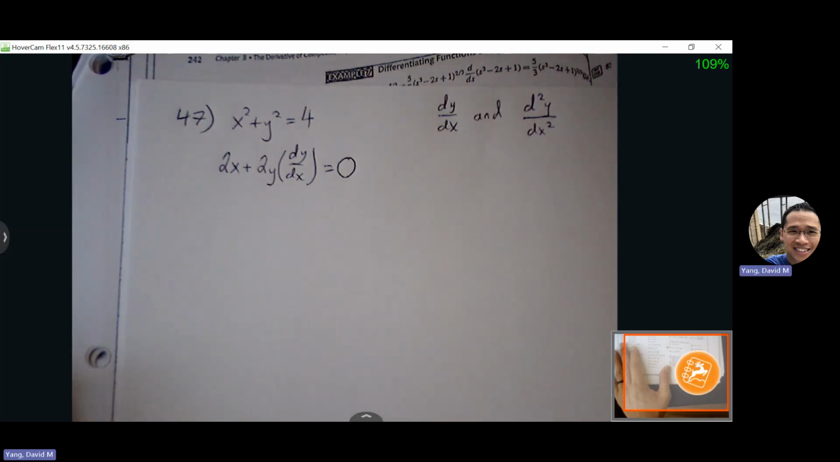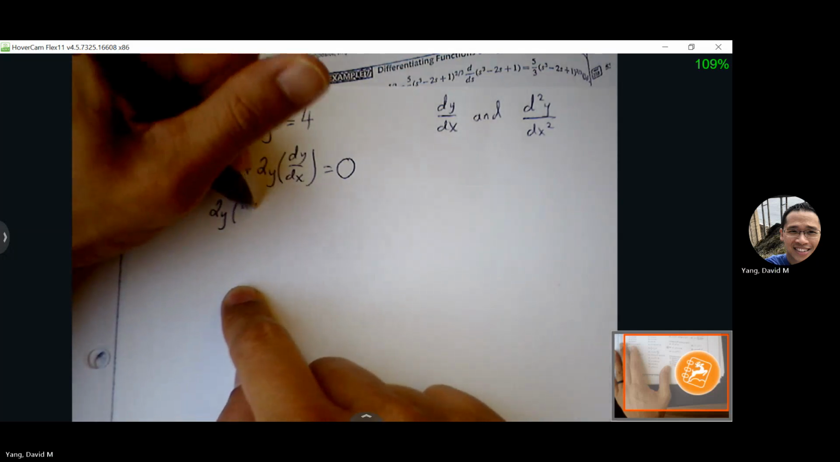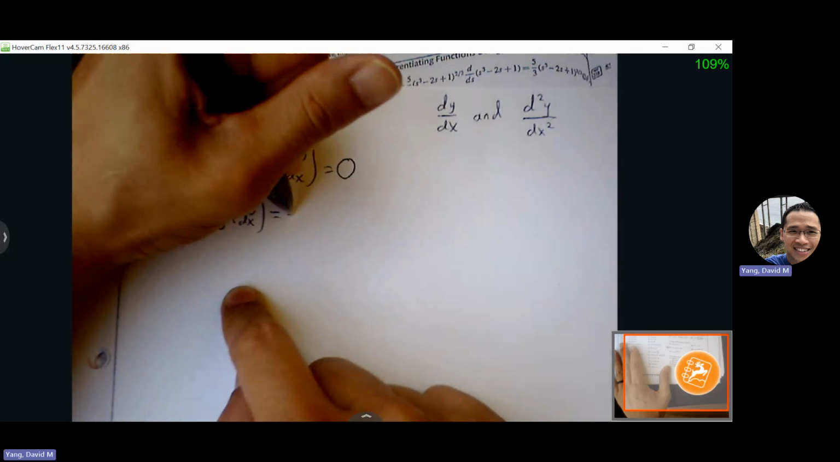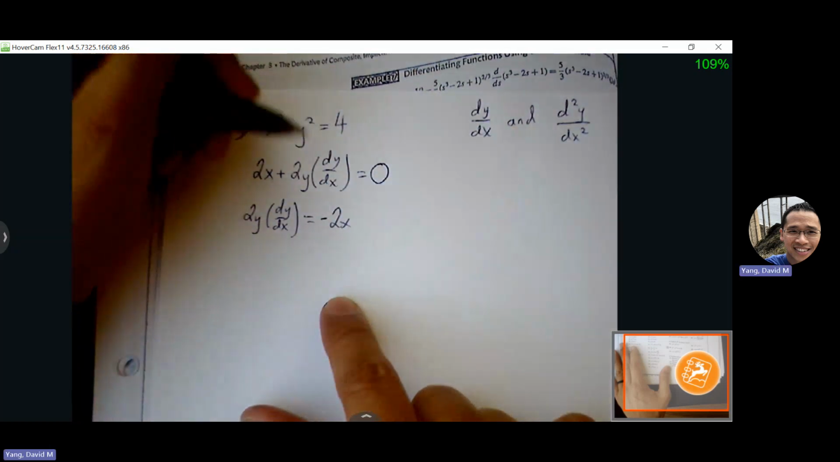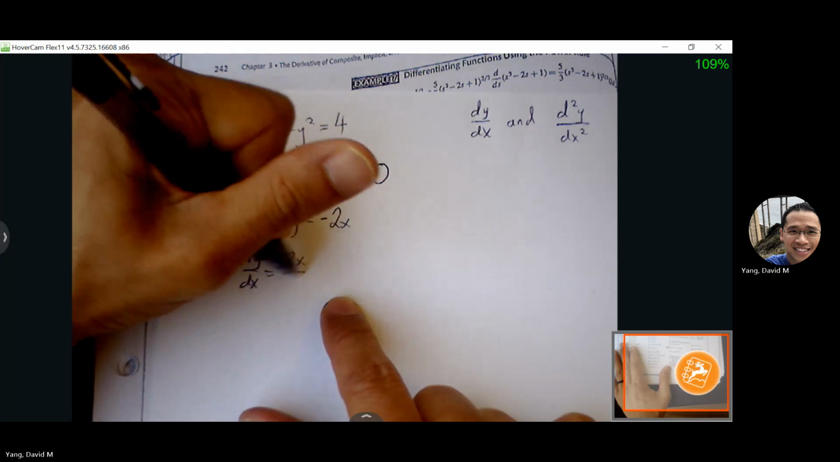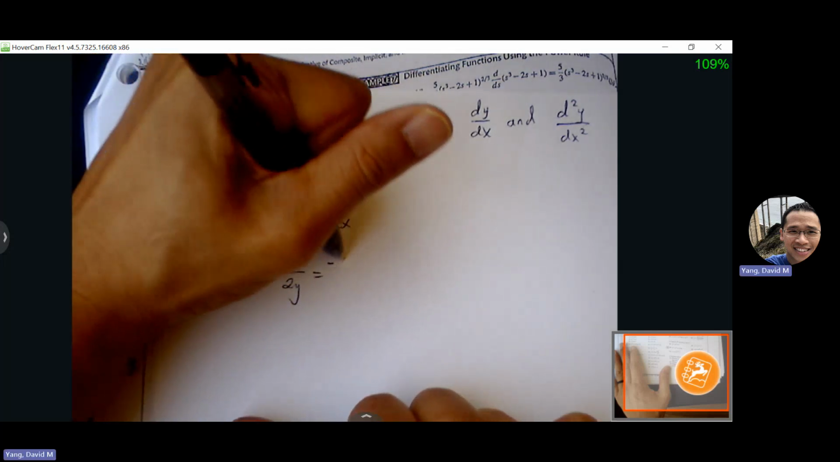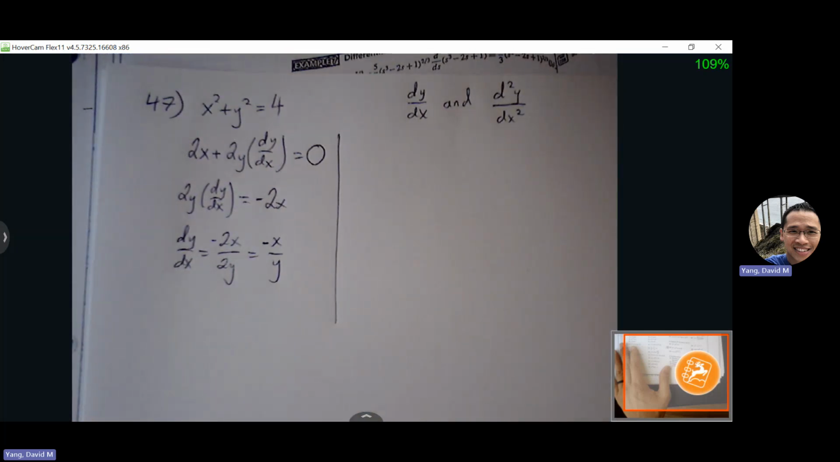Okay, so now we're going to get dy dx by itself. Before, if it was a function, your dy dx would just automatically be by itself, but now with implicit, with the y variable mixed into the equation, our derivative is also going to be mixed into our equation. Divide both sides by 2y, which is negative x over y.